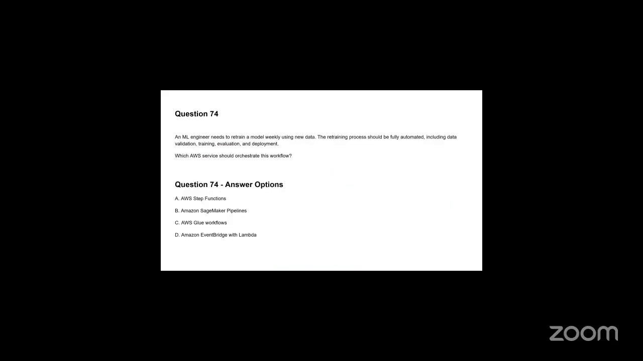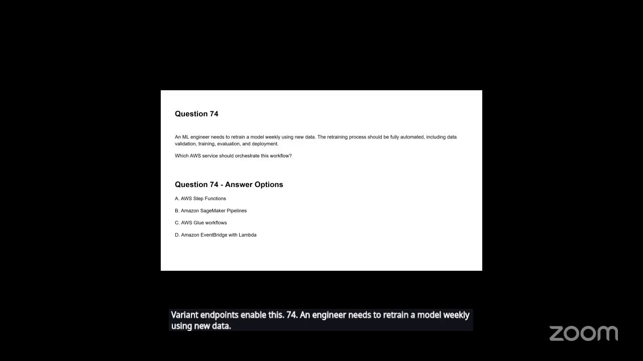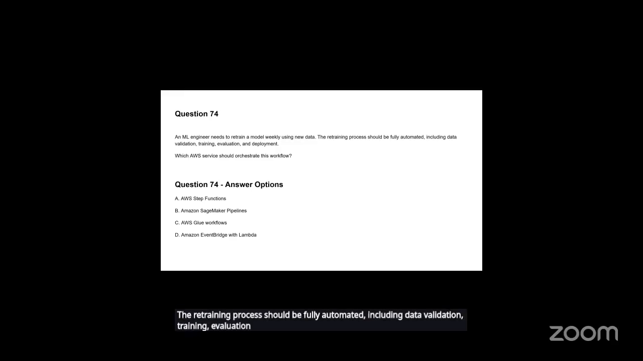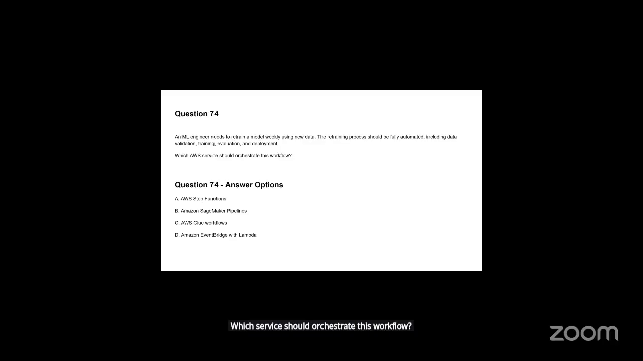74. An engineer needs to retrain a model weekly using new data. The retraining process should be fully automated, including data validation, training, evaluation, and deployment. Which service should orchestrate this workflow? Step Functions, SageMaker Pipelines, Glue, or EventBridge with Lambda.